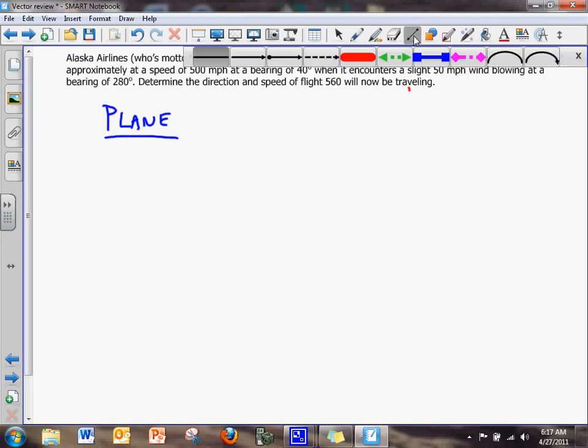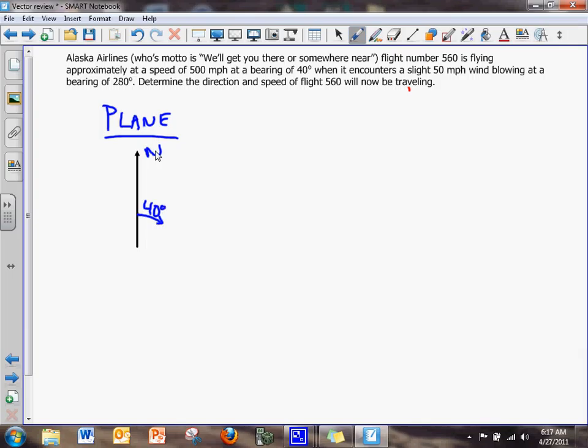The bearing, if you don't remember, is the clockwise rotation from north. So if north is straight up in the air and the plane is flying at a bearing of 40 degrees, that is 40 degrees clockwise from north. So the actual direction of the vector is just like that. We'll make it a little bit longer because the plane is traveling pretty fast.